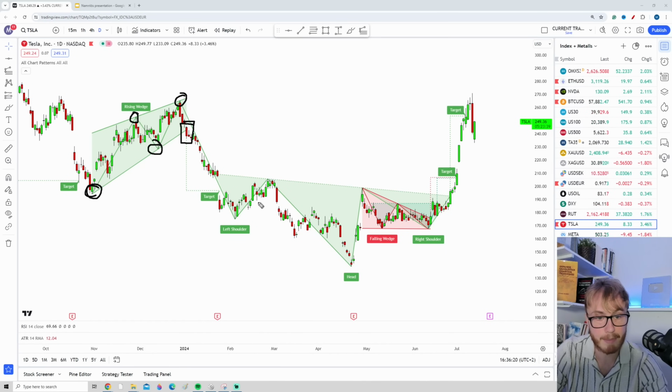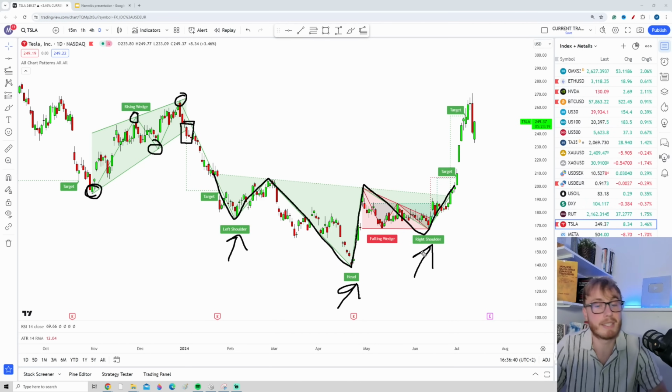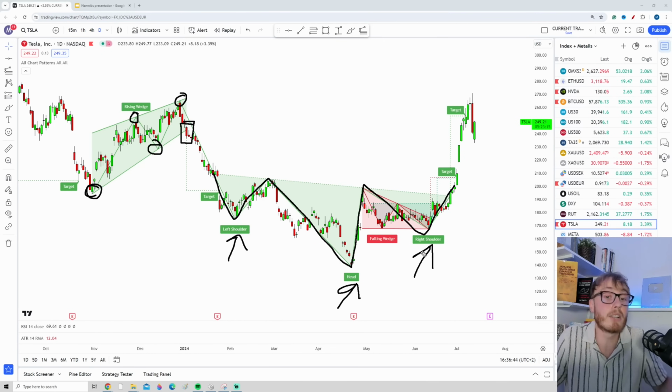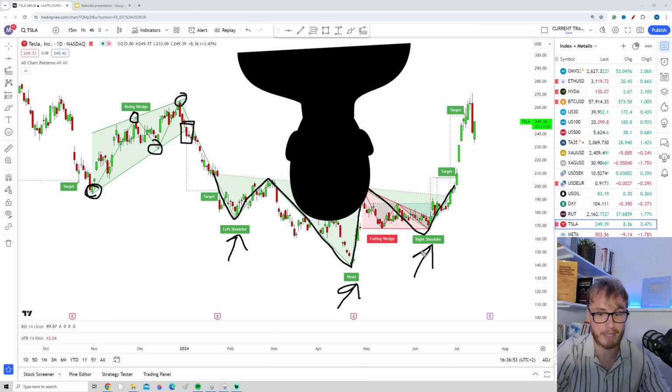Another pattern you can see is the head and shoulders pattern. This is the pattern that goes like this. This was the pattern I talked about earlier. You can see we have one low right here, which is called the left shoulder. We have a lower low that is called the head. And then we have a higher low that is called the right shoulder. The reason this is called a head and shoulders is because it basically looks like a head and shoulders. In this case, it's an inverse head and shoulders, so it looks like someone's head and shoulders, but upside down.